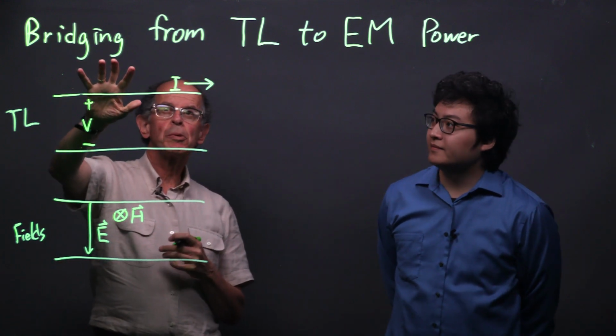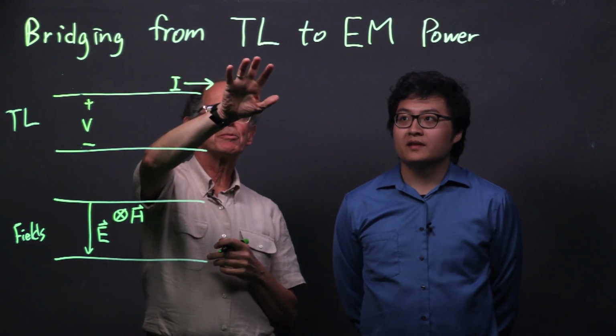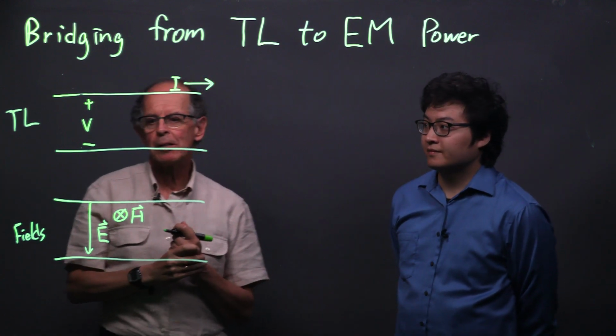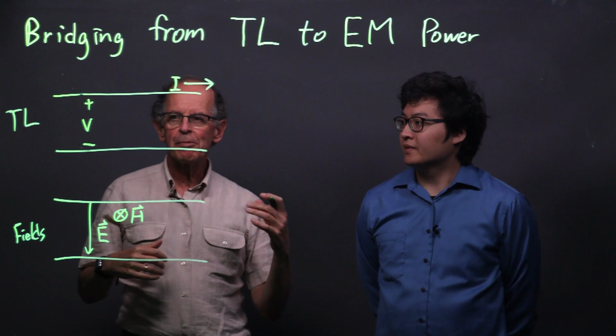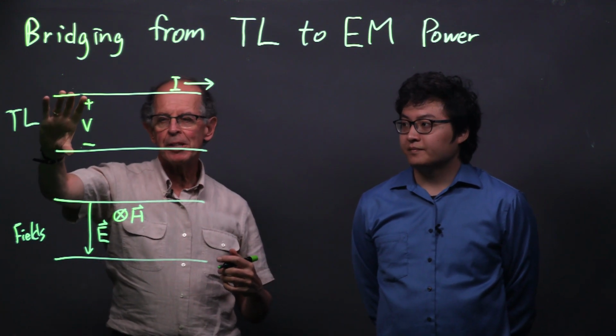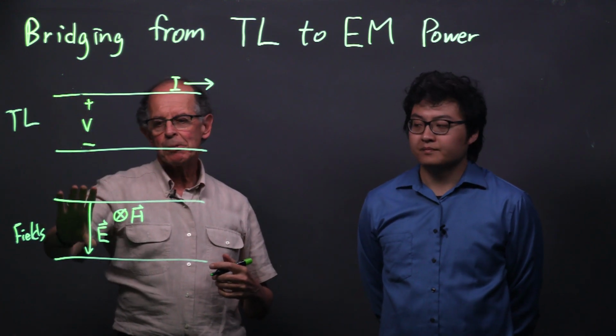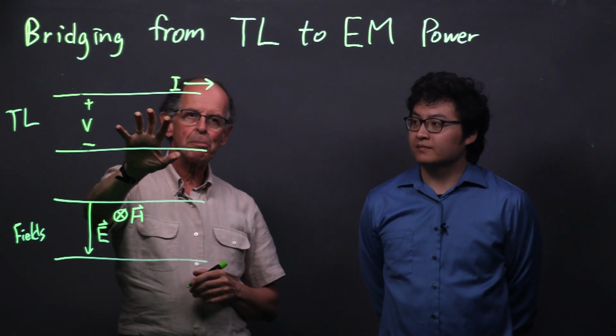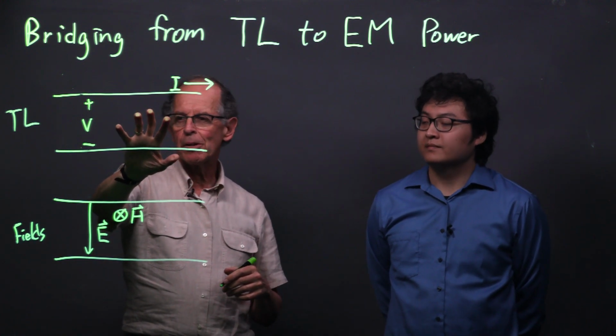In this video, we're going to bridge from our knowledge of transmission line power to electromagnetic power, and that'll be based on the video where we looked at V and I, and we went to E and H. And this is a circuit-based derivation, remember, a long time ago.